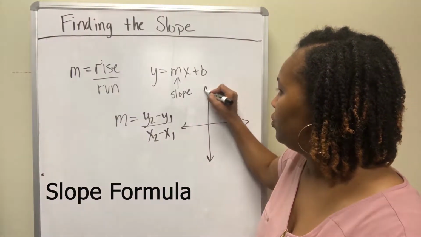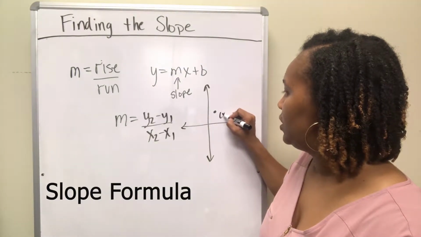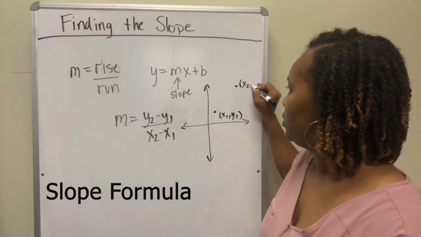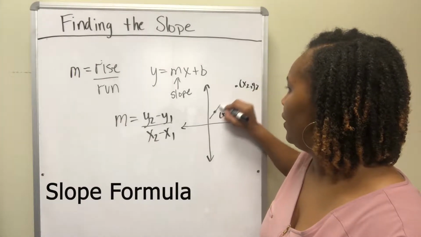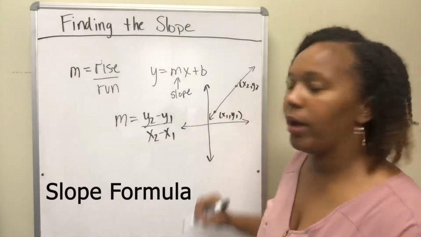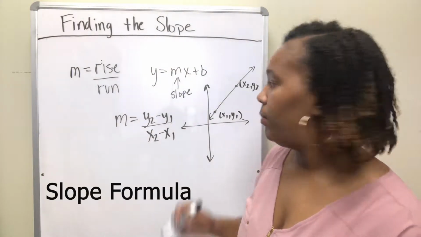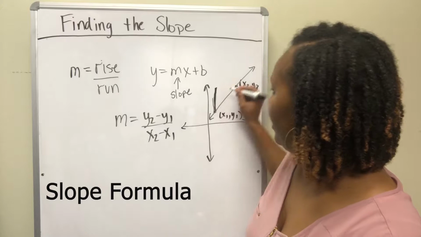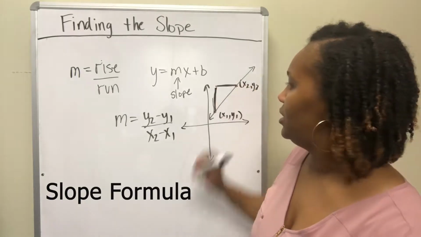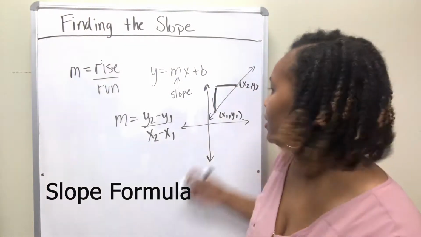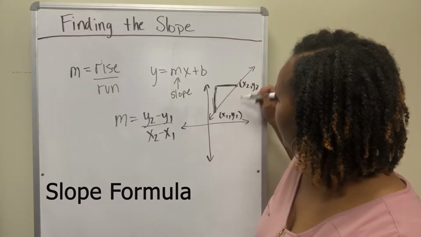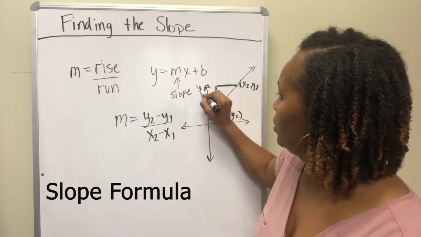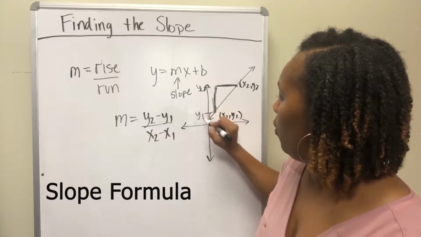So if you have two random points, x1, y1, and another random point, x2, y2, and there's a line that goes through those two points, then the slope would be how much do you rise this distance and how much do you run this distance to get from one point to the next. Well, this distance here is going to be the change in y. So that's going to be your y2 minus your y1.